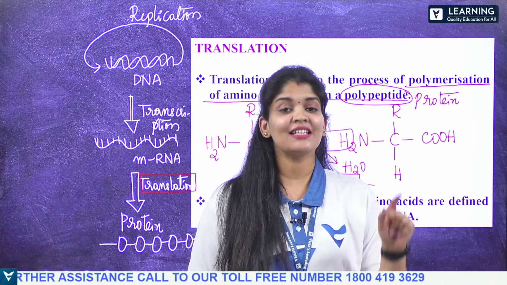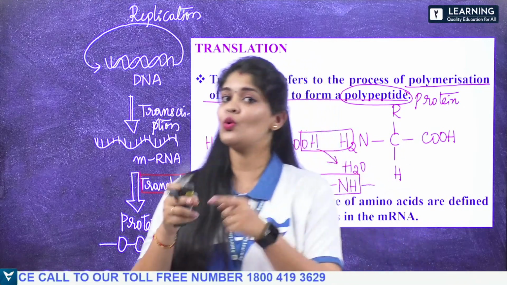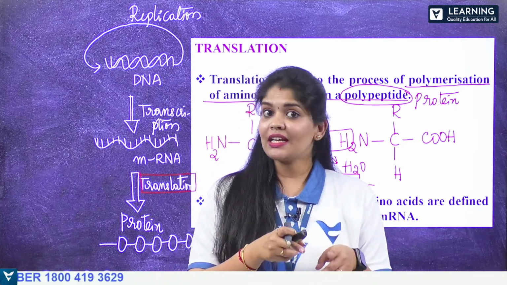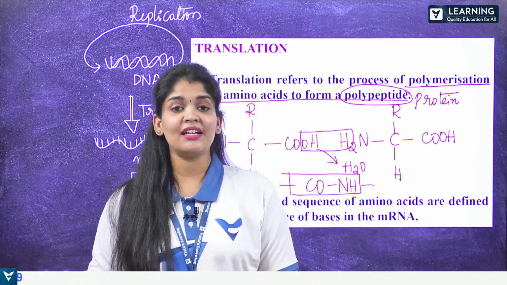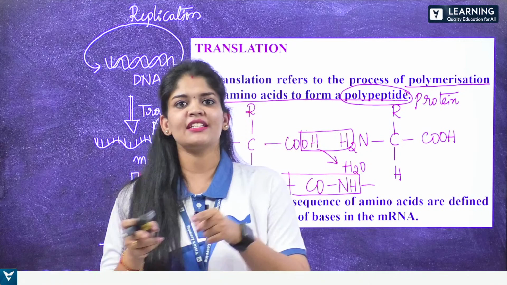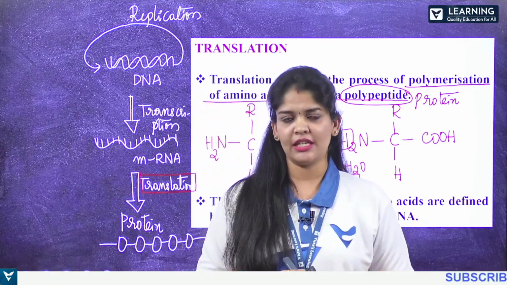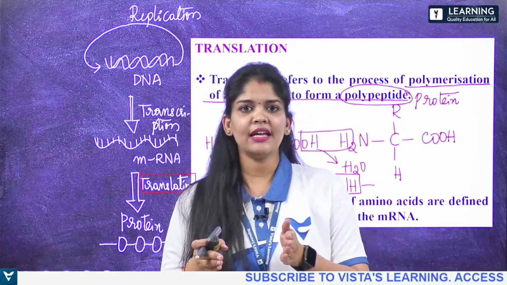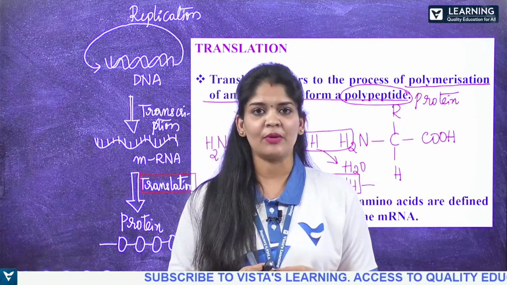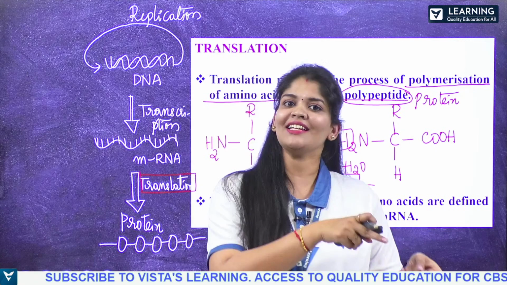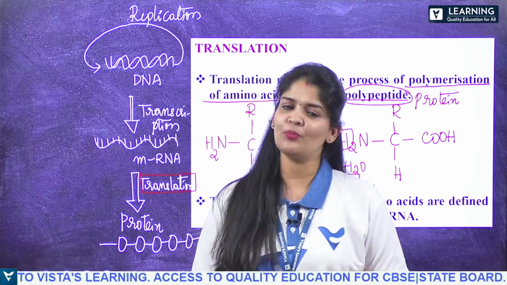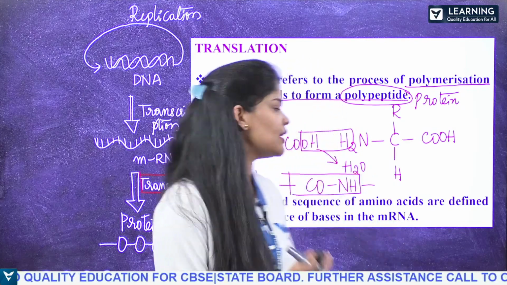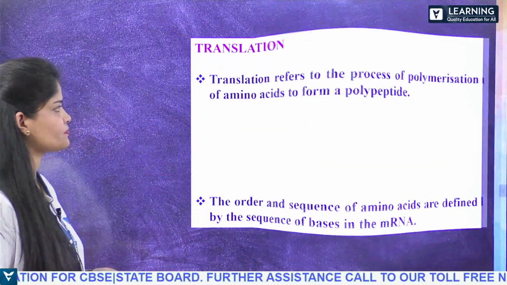Which amino acid? That will be decided by the codons which are present on the mRNA. How is this tRNA going to bind to the mRNA? Because the codons and anticodons are complementary to each other. They will form hydrogen bonds, and thereby there is a link between the tRNA, which is carrying amino acids, and the site of protein synthesis. Which is the site of protein synthesis? That is ribosomes. Now, let's move forward.